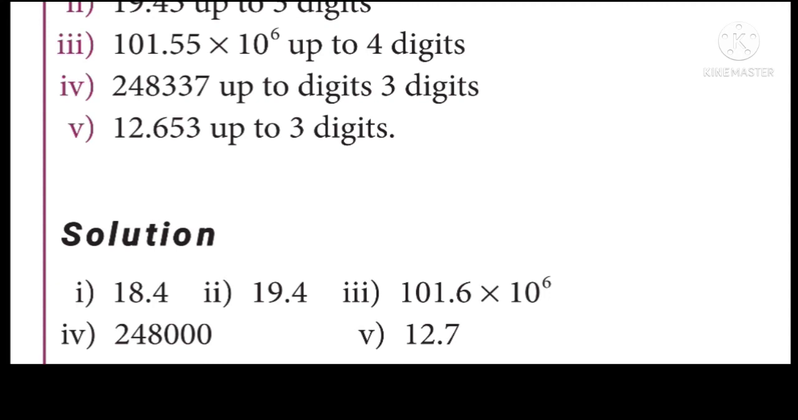See the next sum, 12.653 up to 3 digits. In this number, the least significant digit is 3. 3 is less than 5, so leave it. See the next number, 5. 5 is equal to 5. If the number is equal to 5, we have to check the next number, whether it is odd or even. If it is odd, it should be raised by 1. If it is even, we have to write the number as it is. Hence the answer will become 12.6. So here the answer is given as 12.7, but the answer is what? 12.6.